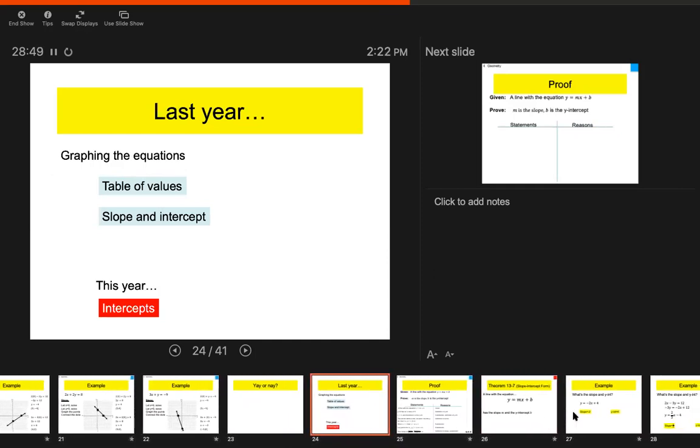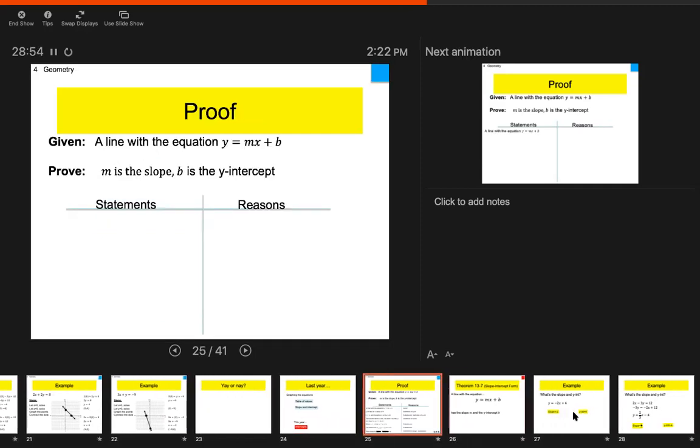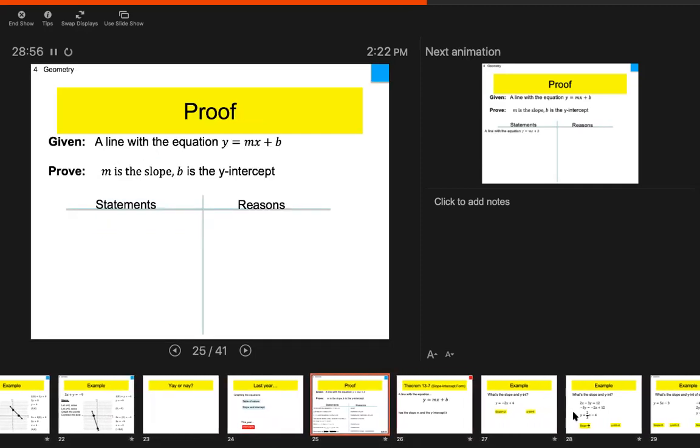So we just did that one. I'm now going to prove it, or Jack is going to prove it. So what do we have to prove? That a line of this form, y equals mx plus b, means that m is the slope and b is the y-intercept. So we have to prove two things: that m in this equation is literally the slope, and that b is the y-intercept.